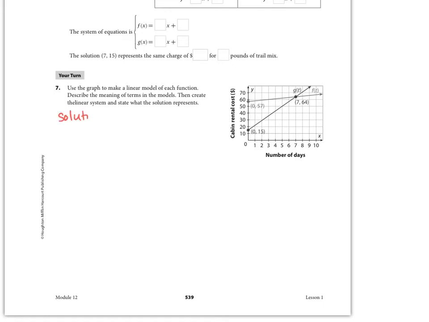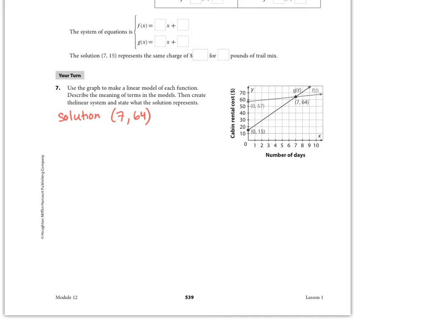Our solution is the point (7, 64). All right, 7 is our x, and y equals 64. And we can see what this actually represents by looking at our labels of the graph. The X is the number of days, and the Y is our cost of the cabin rental. And because these are two systems, it's very likely these are two different cabin rentals, and they charge different prices. So we're looking at when do they actually charge the same.